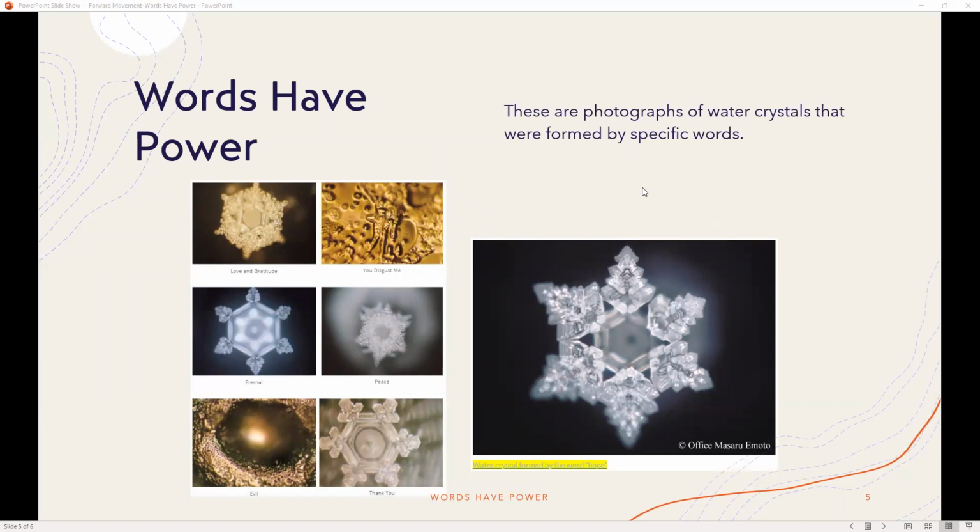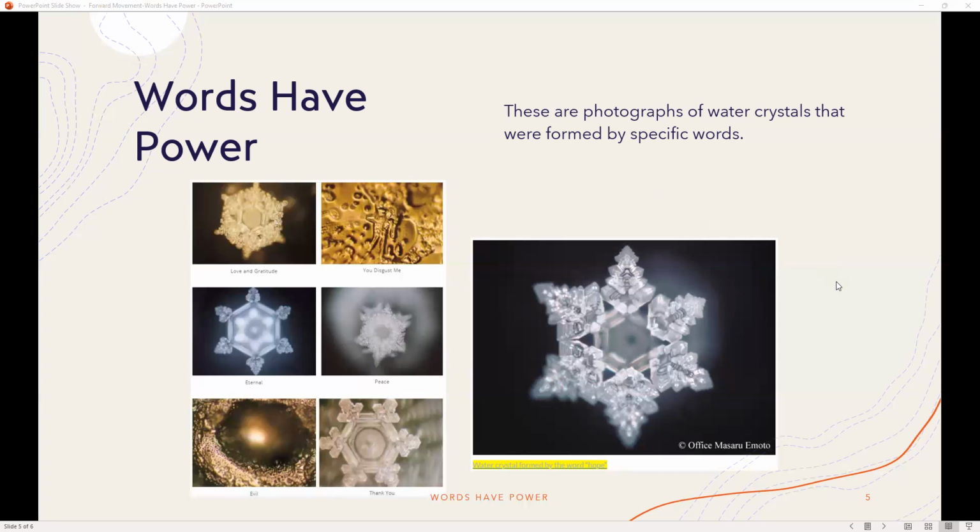And you can see the marked difference between the crystals that were formed from positive words, such as love and gratitude, and negative words, such as you disgust me. Or look at the very bottom example, where it shows what water looks like when exposed to evil or gratitude. And you can see what an incredible difference there is.